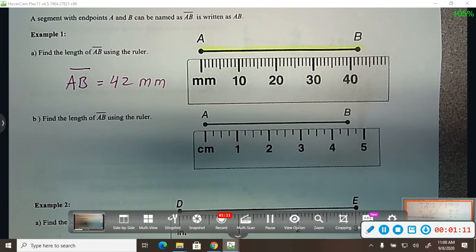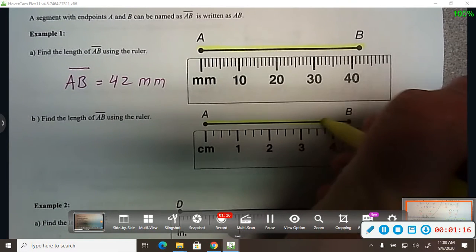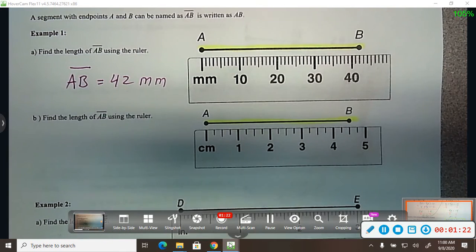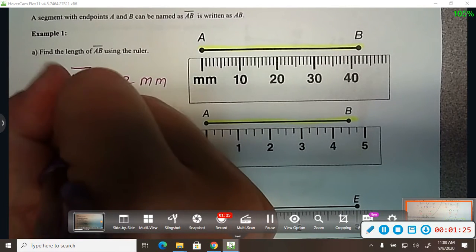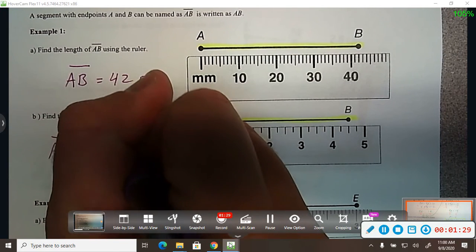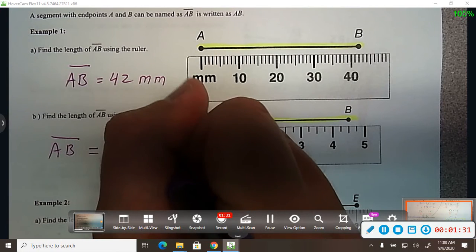Here, find the length of AB. Again, A to B. That's what, 4.5? So I say AB equals 4.5. But this time it's centimeters.